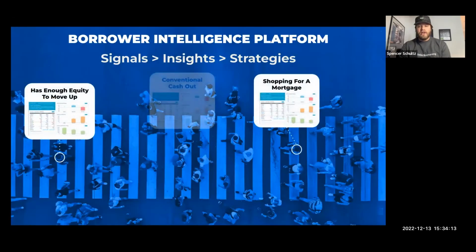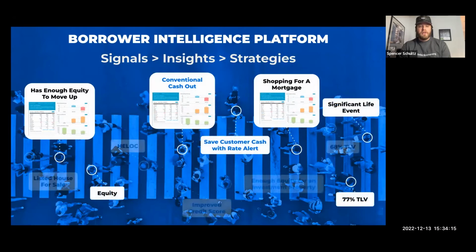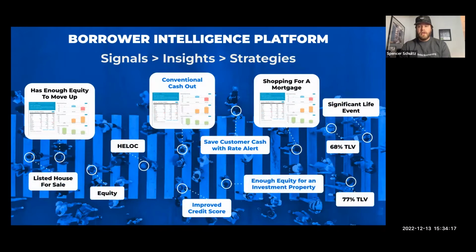Then what's the strategy? How do we apply a series of strategies between rate and term refinancing, cash out refis, between moving up, between investment properties? How do we help people establish wealth, pay off their home faster to be a homeowner instead of a loan owner?